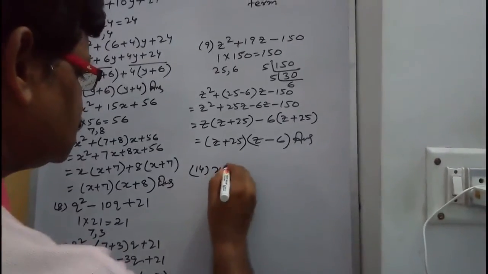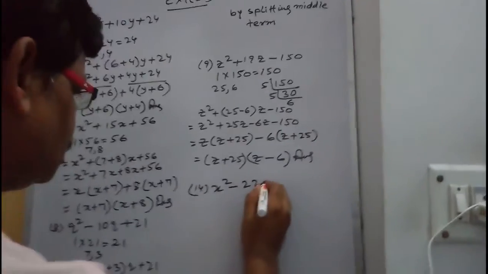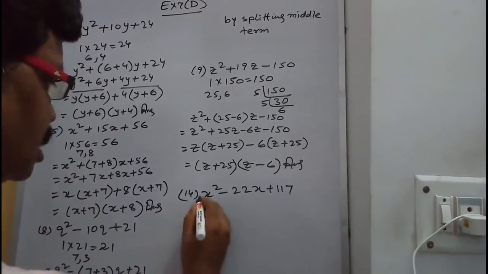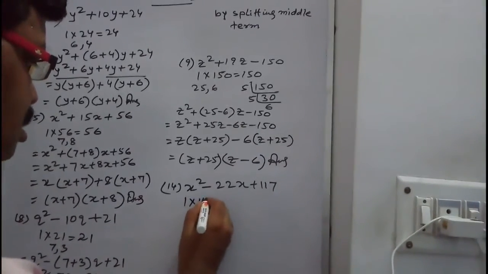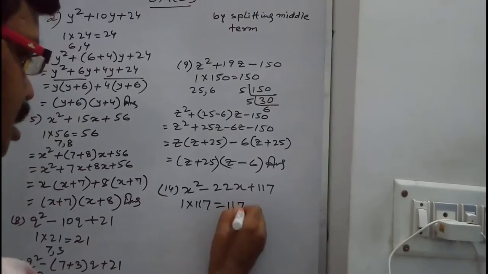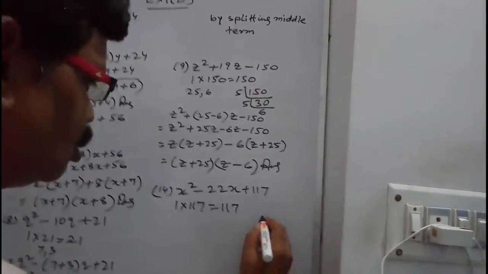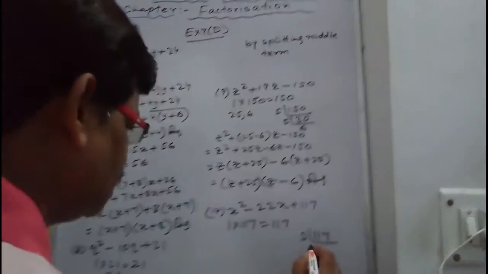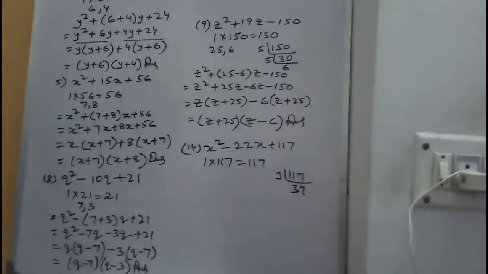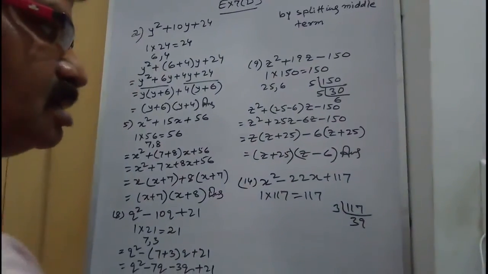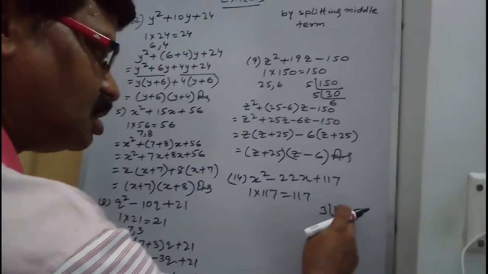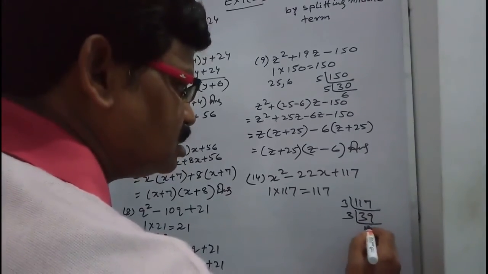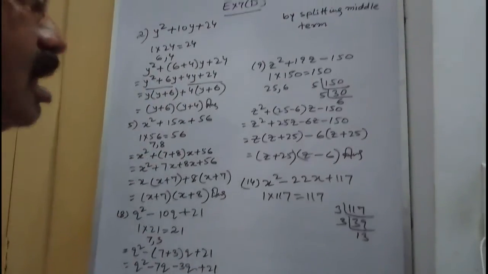x square minus 22x plus 117. So here is 1, here is 117, multiply, that is equal to 117. So find that one by dividing by 3, 39. Then again divided by 3, 3 ones are 3, 3 threes are 9. You have to bring 22.